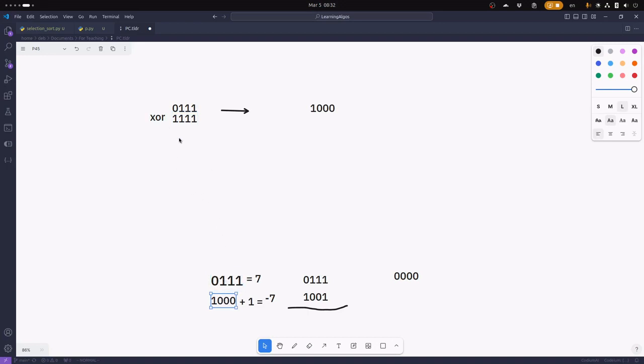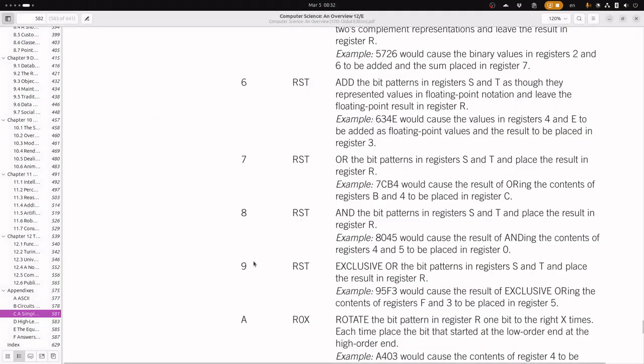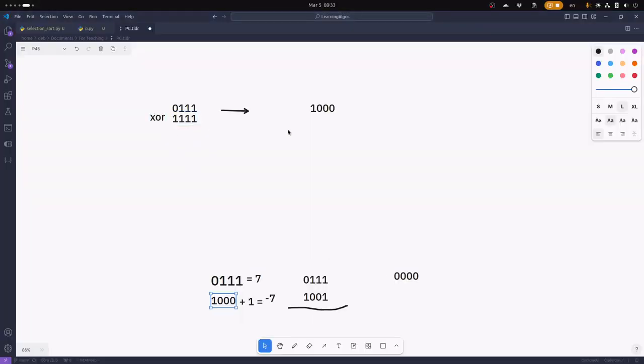And fortunately we have an XOR operator in our language. See, in 9 we have the XOR operator, and you can read this to find out. It's nothing, we just have to exclusive OR the bit patterns in register S and T. So S is a register, T is a register, and we will exclusive OR these two registers' values and place the result in register R, right? And the opcode is 9. So see, we have exclusive OR, so we know we can flip.